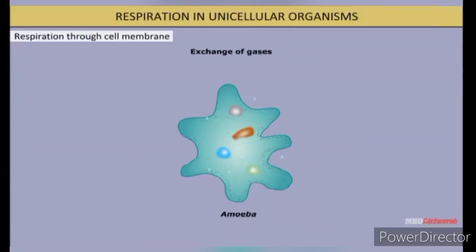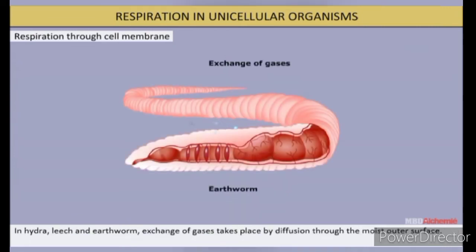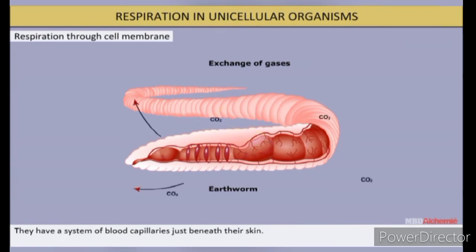Respiration through cell membrane. In unicellular organisms like amoeba, the exchange of gases occurs through the cell membrane. In amoeba, respiration occurs through the general body surface by diffusion of oxygen and carbon dioxide. In multicellulars like earthworm, respiration occurs through their moist skin. They have blood capillaries just beneath their skin.